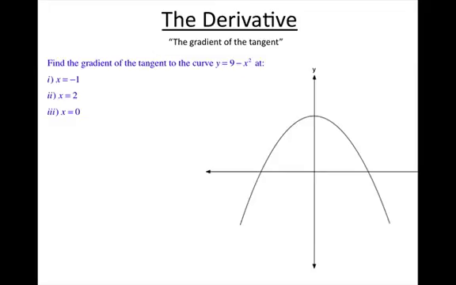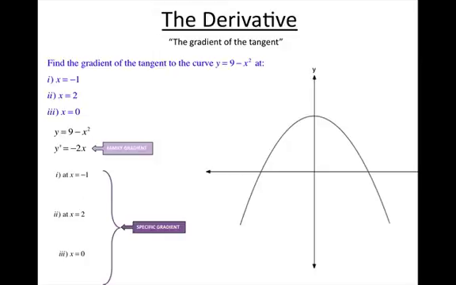Let's try an example and start understanding exactly what they're talking about, and we can now see it visually as well. They ask us to find the gradient of the tangent to the curve y equals 9 minus x squared at these three different points. So, when we find the gradient of the tangent, we know from the last lesson we've just got to differentiate it and find the family gradient. So the derivative of that is negative 2x, which is our family gradient. That is the gradient all over the curve, not specific to any point. If we want to find the specific gradients, we sub in those specific points. So let's have a look.